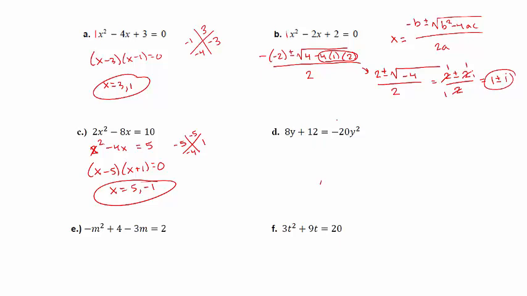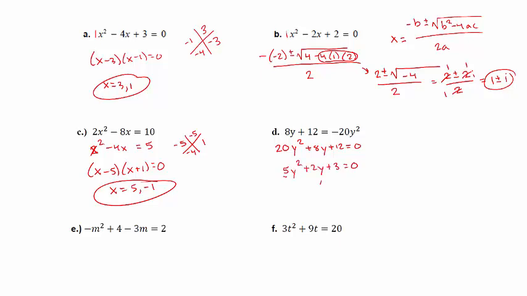We'll jump here to letter D. So depends what you want to do first. I have kids that tend to mess up when they see negatives, so for good habit's sake, I'm going to move the 20y squared to the left. So it looks a little bit more normal to me now. And I know that 4 definitely goes into these, so I'm going to divide everything by 4.